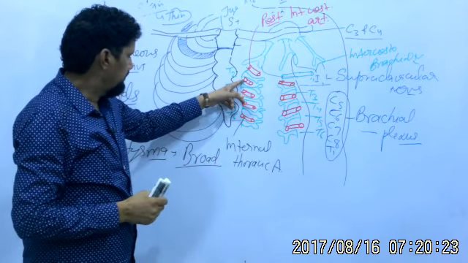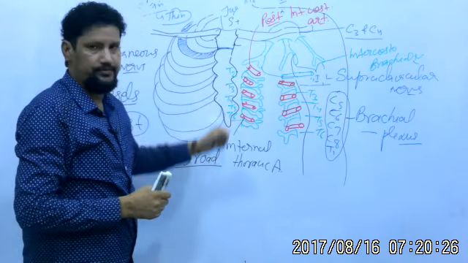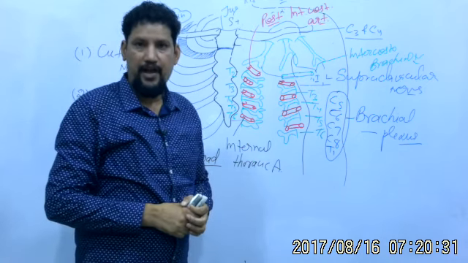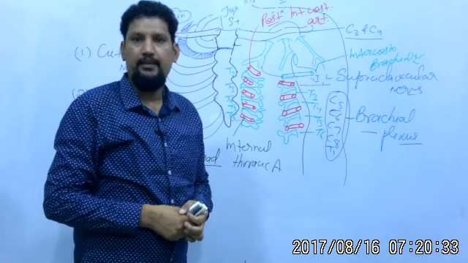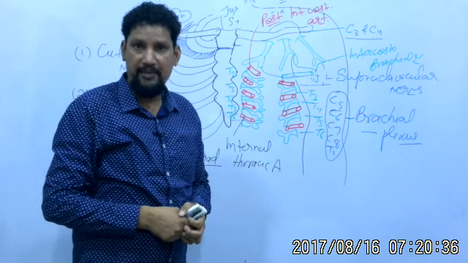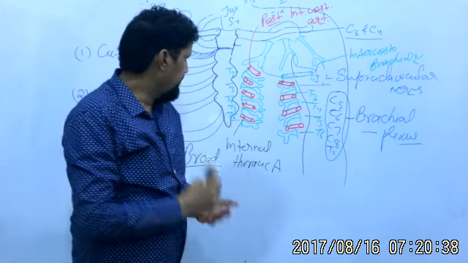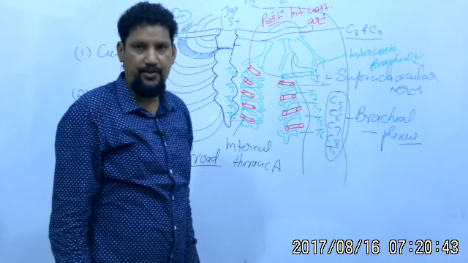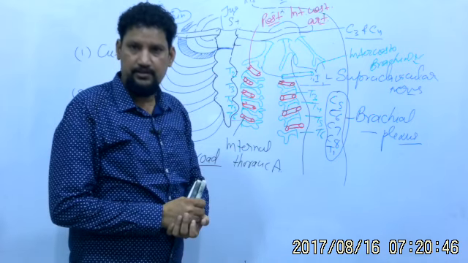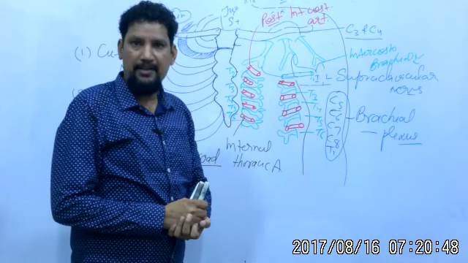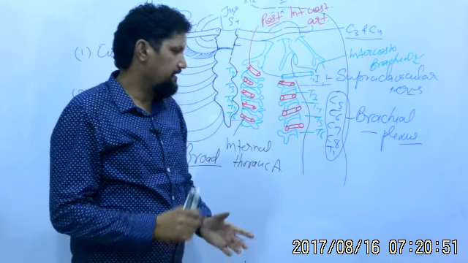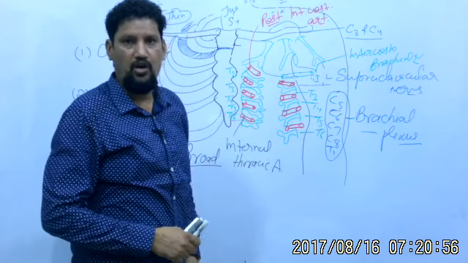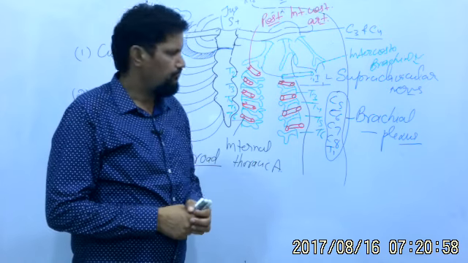The second, third and fourth anterior intercostal arteries are enlarged to supply the mammary glands or breast in females. The second, third and fourth perforating arteries from the internal thoracic, also known as internal mammary artery, supply blood to the breast or the mammary glands.